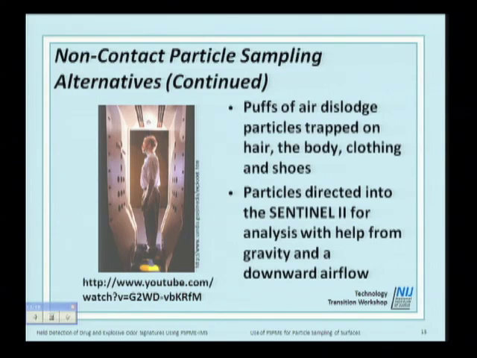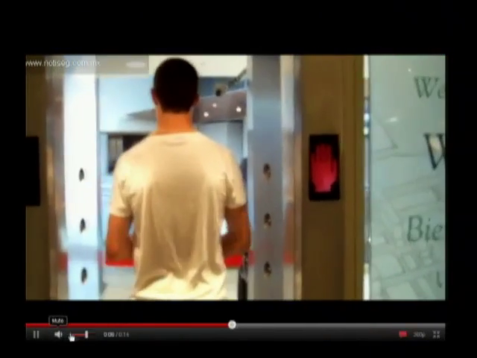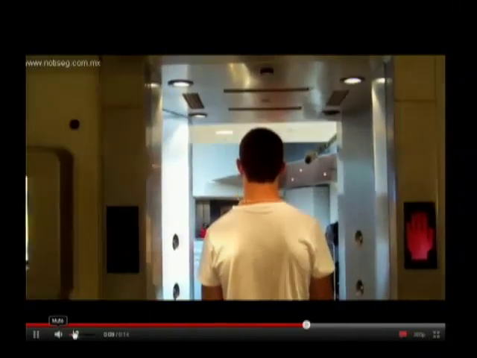We no longer use these at airports, but in the past we've had these non-contact particle sampling alternatives where the air puffers, the puffs of air, dislodge the particles trapped on hair, body, and clothing, and we also have a video here. Somebody goes into this device, the air puffers are on, dislodging the particles, and then the particles are sucked up at very high volume onto an IMS.